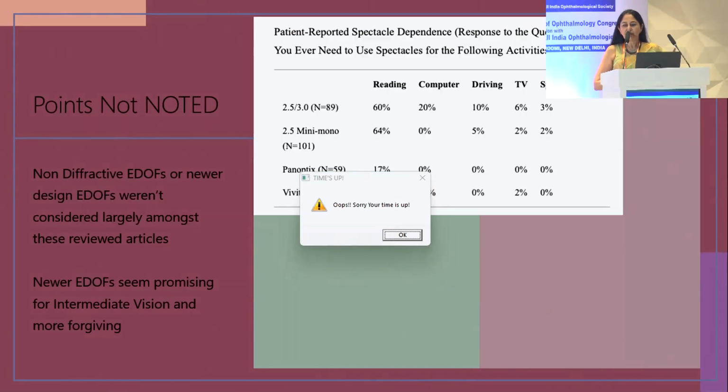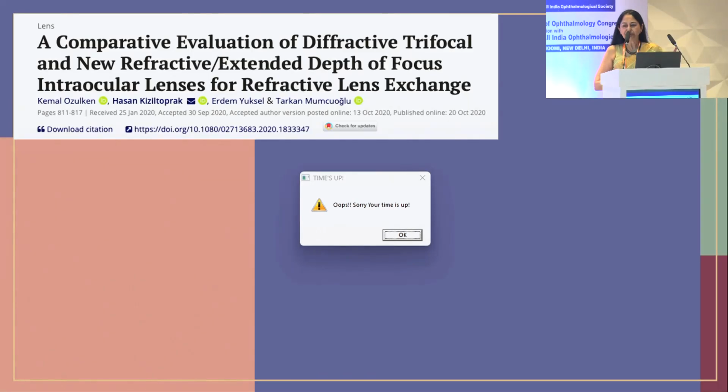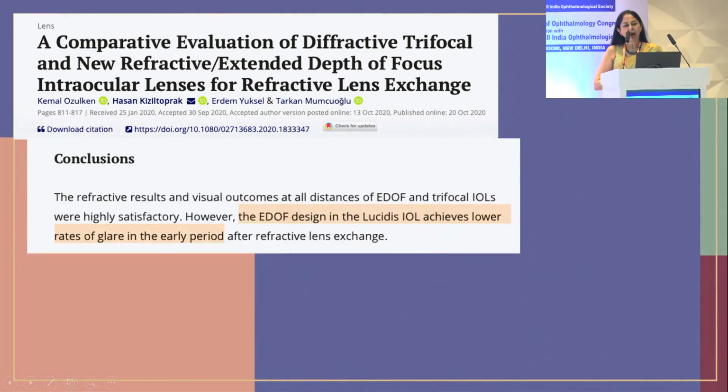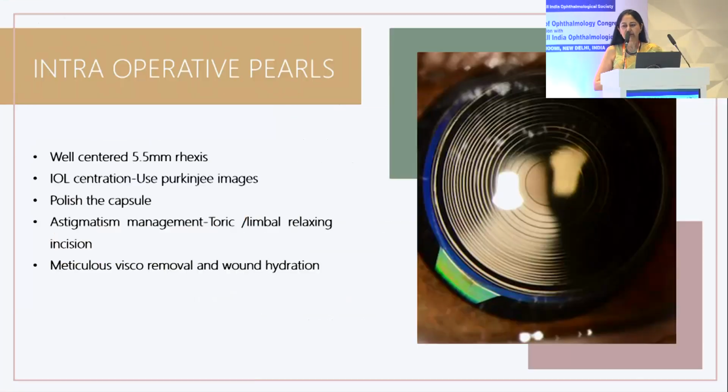So I'll just quickly run through these slides because of the time. So this is a comparative evaluation of a diffractive trifocal and a couple of new generation EDOF lenses. And the EDOF design in the Lucidis IOL achieves a lower rate of glare in the early period. That's what the study showed. So we don't have many long-term studies with other different lenses. We have more on the Vivity and the Panoptix comparisons.